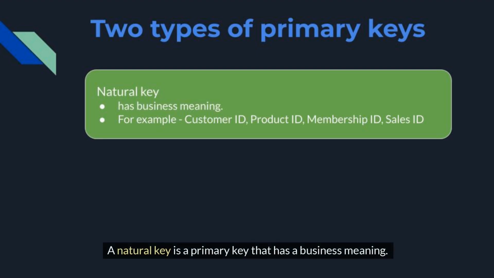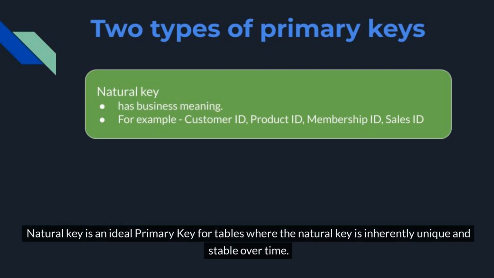A natural key is a primary key that has a business meaning. The value of the key is derived from the data itself. For example, a customer ID generated by a front-end system. Natural key is an ideal primary key for tables where the natural key is inherently unique and stable over time.